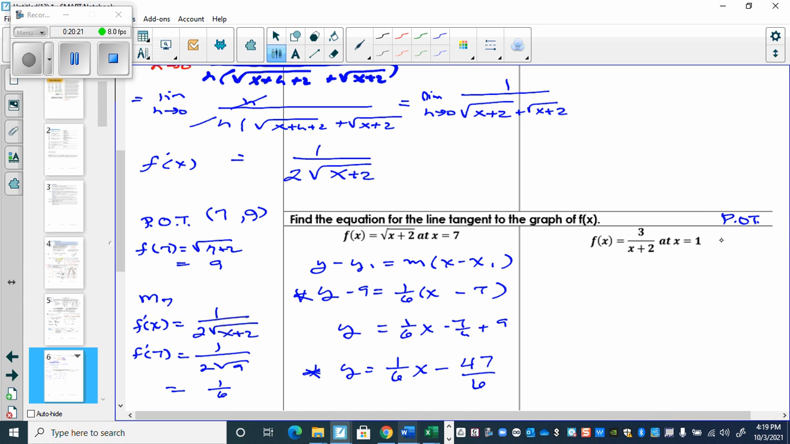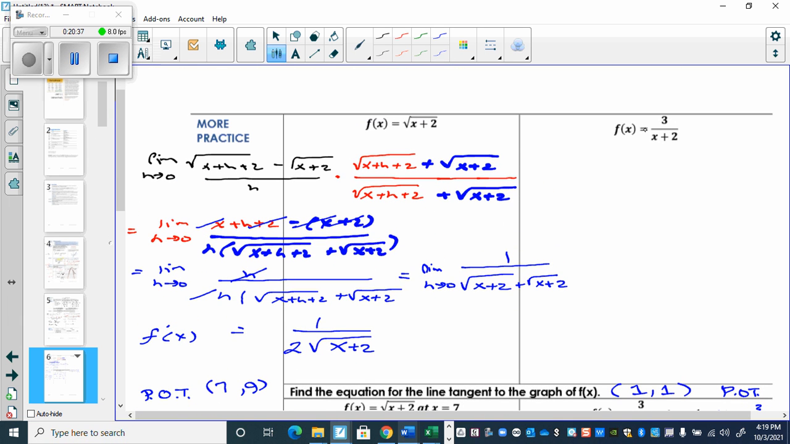Next, I need the derivative for this, but I can go ahead and get that point of tangency. It's just f of 1, which equals 3 over 1 plus 2, or just 1. So the point of tangency here is 1 comma 1. Now I'm going to go back up, get my derivative here.